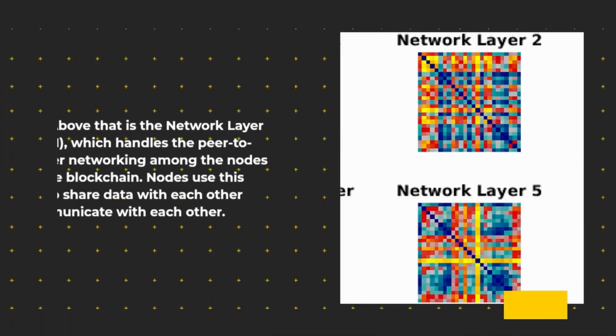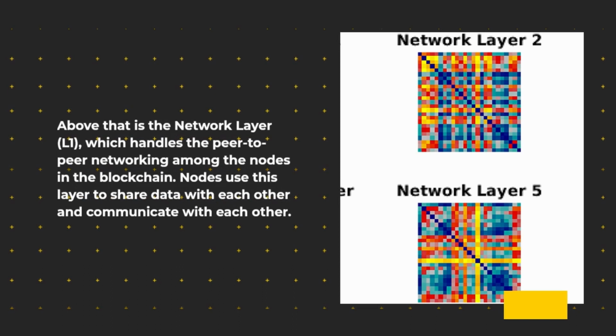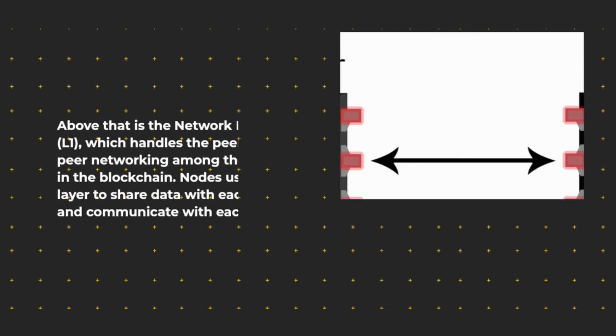Above that is the network layer, L1, which handles the peer-to-peer networking among the nodes in the blockchain. Nodes use this layer to share data with each other and communicate with each other.